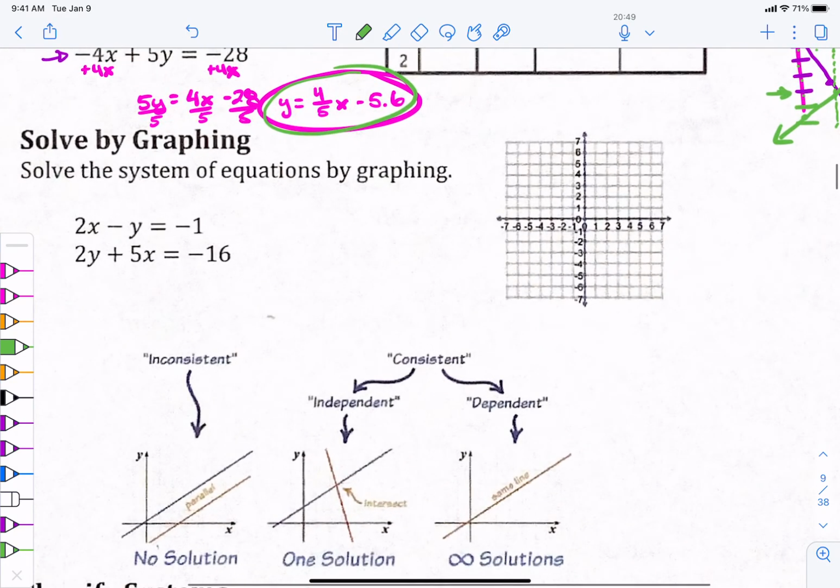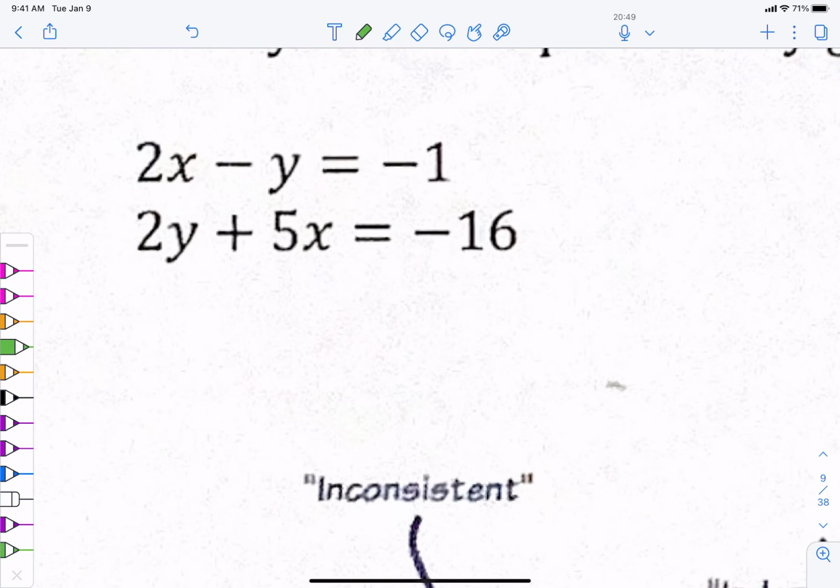Let's go again here, and we need to solve this system right here. We've got to get the y's by itself. So let's subtract the 2x over.